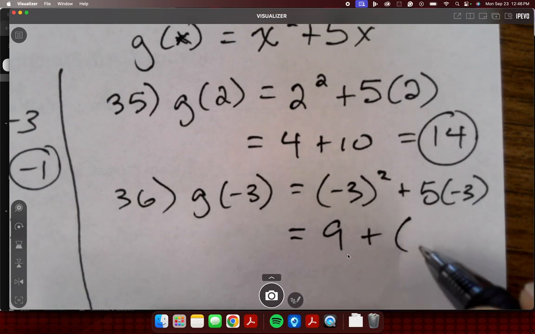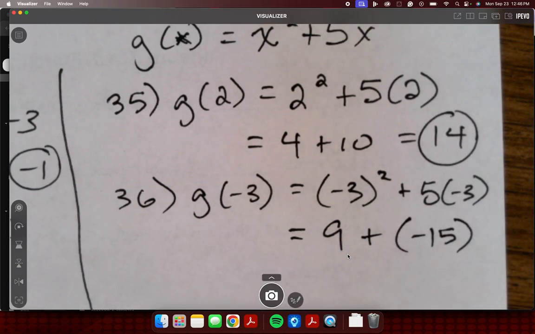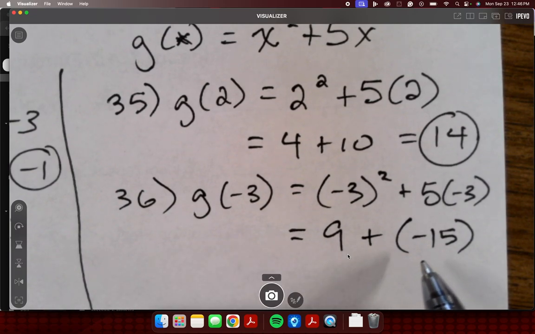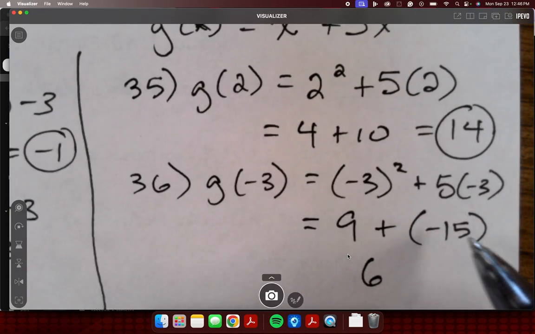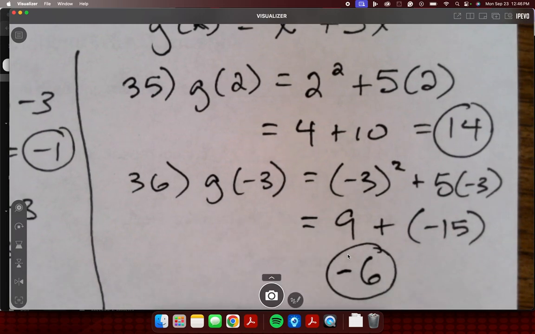5 times negative 3 is negative 15. And when you're adding numbers with different signs, this is a positive 9 and a negative 15. When you're adding numbers of different signs, you subtract the two numbers. So 15 minus 9 is 6. And you keep the sign of the bigger number, which 15 is bigger than 9, so we keep the negative sign from the 15.